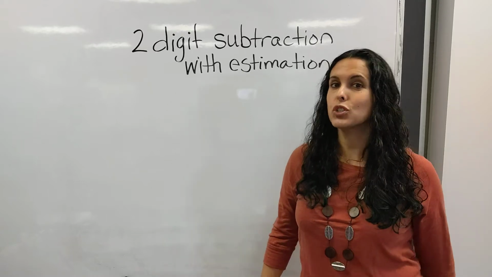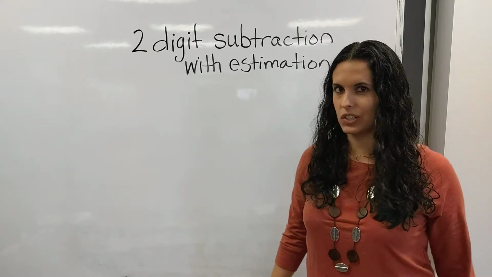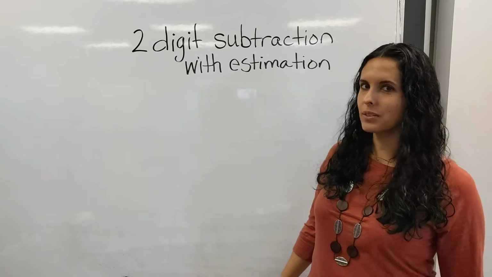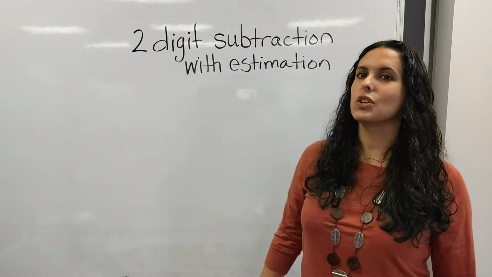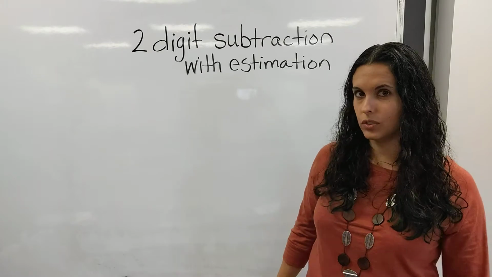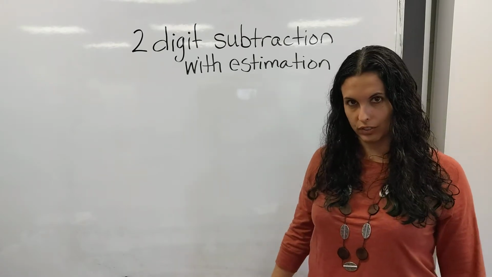Today we're going to talk about two-digit subtraction with estimation. Remember, estimation is just a fancy word for saying rounding. So with two-digit subtraction, you need to remember there is regrouping involved.